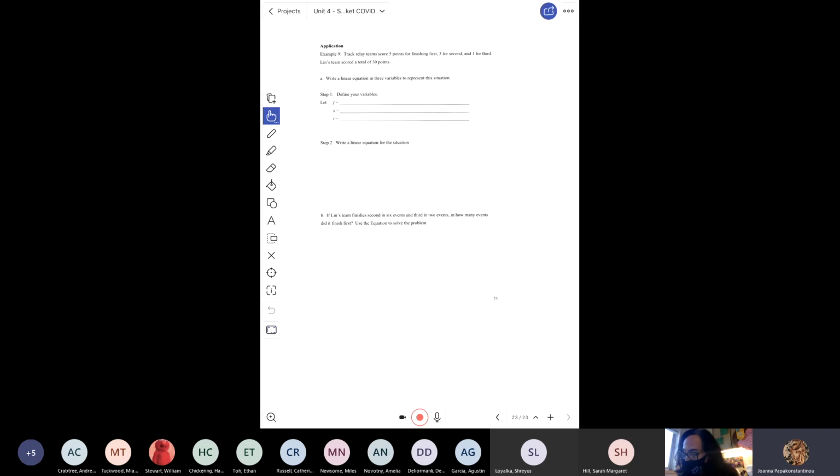So a track relay team scores 5 points for finishing first, 3 points for finishing second, 1 point for finishing third. Lynn's team scores a total of 30 points. Write a linear equation in 3 variables to represent this situation. So the first thing I want to do is define my variables. I'm going to let F equal the number of races finished first.